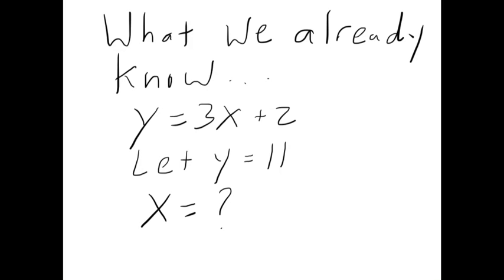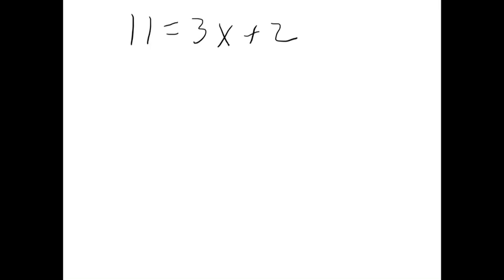What we already know: if given a linear equation, y equals 3x plus 2, there are two variables in it, the x and the y. If we let y equal 11, then we should be able to find x. So we set 3x plus 2 equal to 11. Basically, we're substituting the 11 in for the y. And then we're going to do some valid algebra steps. As long as we do the same thing to both sides, whatever we do must be okay.